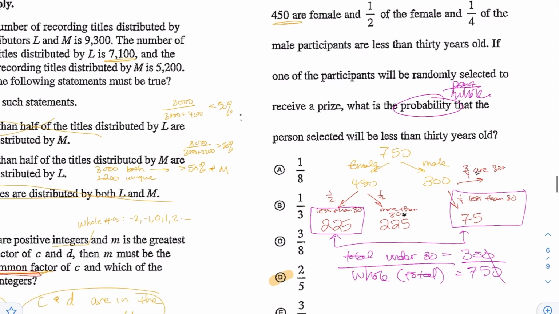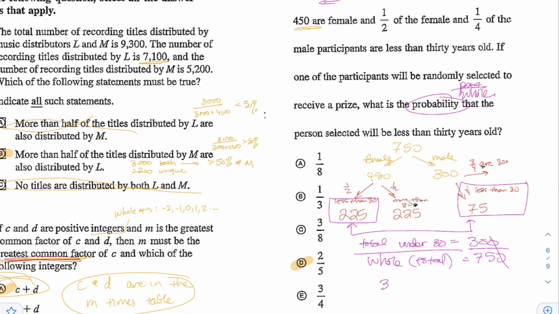The zeros will cancel out, and you just have to simplify 30 over 75. Here, if you divide the top and bottom by 15, you get 2/5. So that's going to be choice D.